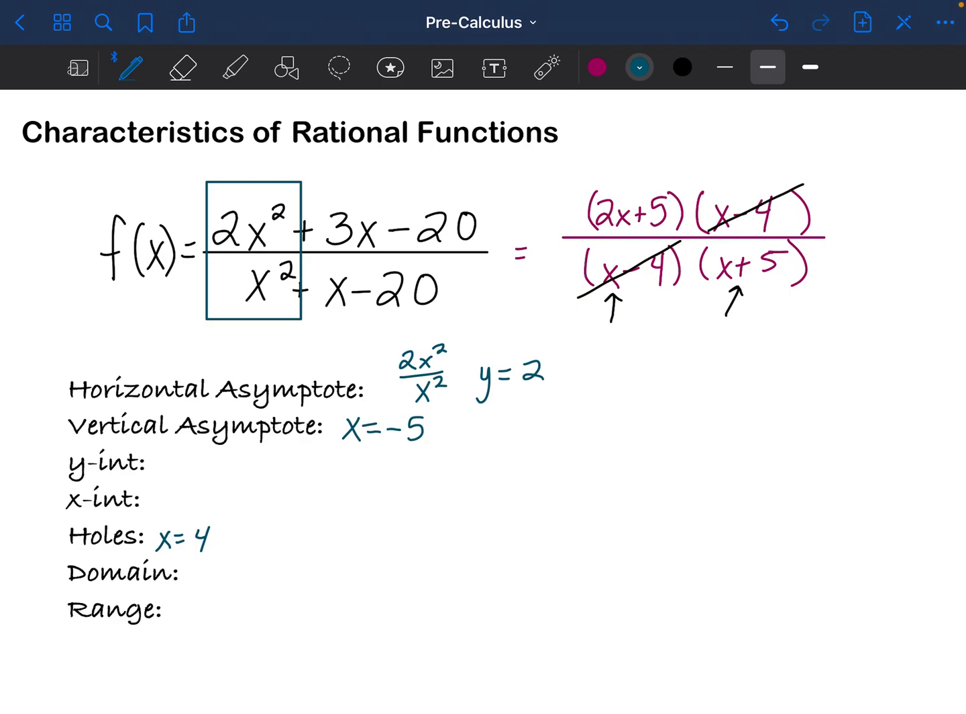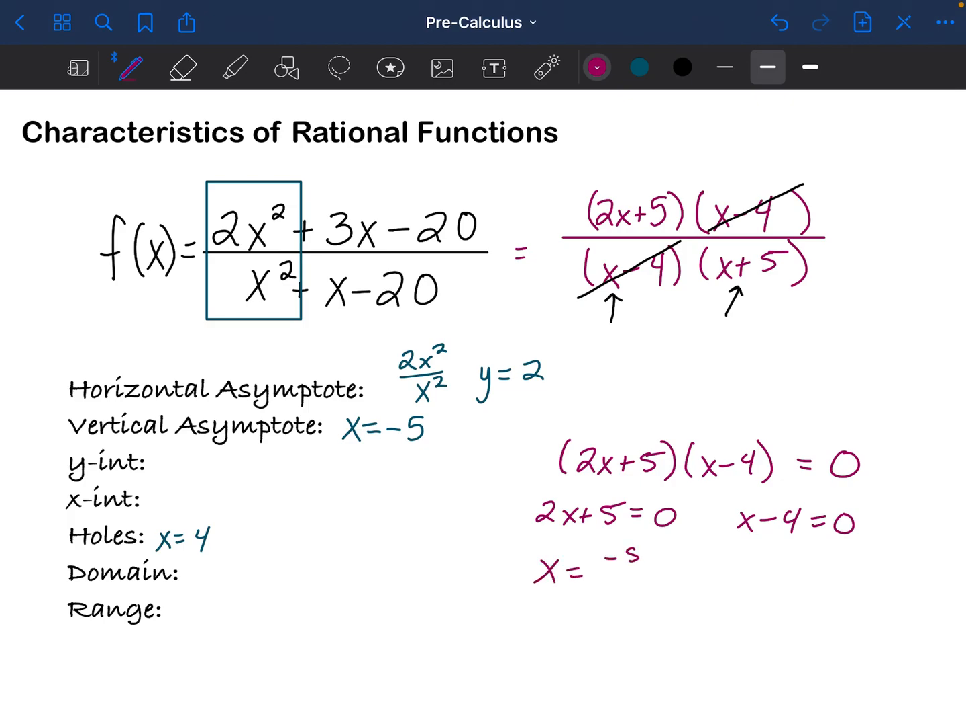To figure out the x-intercepts, well, we need to figure out when we're on the x-axis. On the x-axis means that y equals 0. So looking at when y equals 0, well, the only way to make a rational function equal 0 is if the numerator equals 0. So we can isolate that numerator. X minus 4, set it equal to 0, use the zero product property, split it up. And that means x equals negative 5 over 2, and x equals 4.